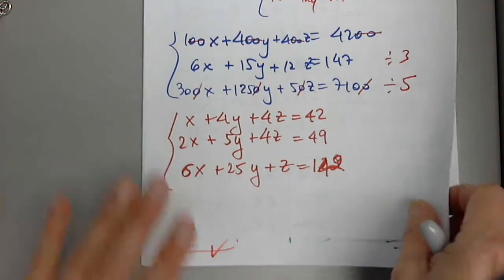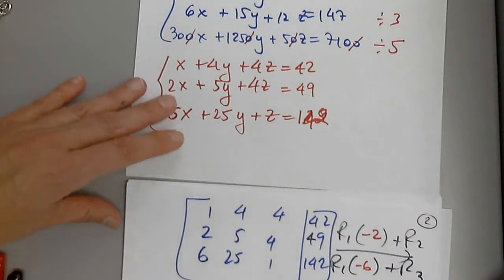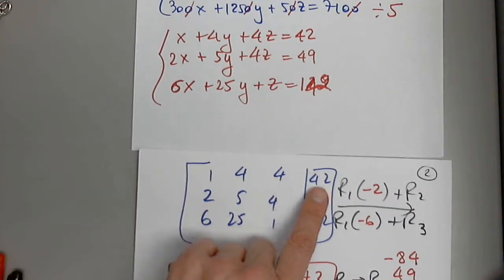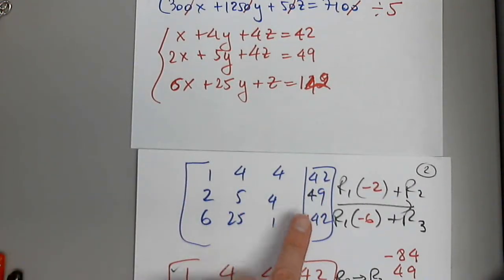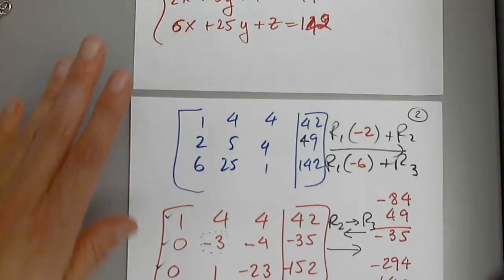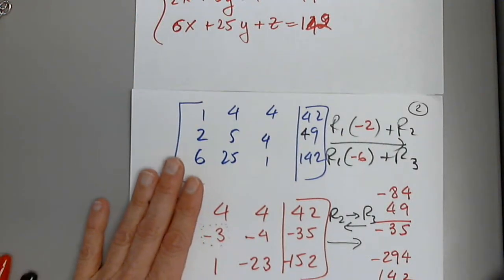Okay. So after we did that, we created the augmented matrix: 1, 4, 4, 42; 2, 5, 4, 49; 6, 25, 1, 142. Okay, good. So now, your question.